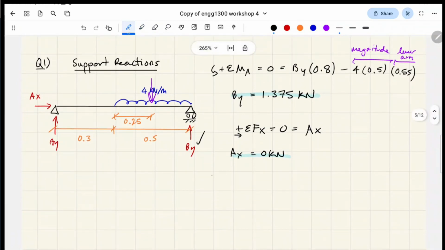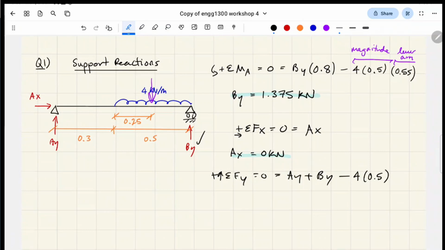And then lastly, we do the sum of our forces, which is ay plus by, and we have to minus the magnitude of the distributed load, right? Which was 4 multiplied by the length of the distributed load, to get that resultant for the magnitude here. And just be careful not to multiply it by the lever arm if we're doing the sum of the forces, right? All good. It gives us that ay is 0.625 kilonewtons.